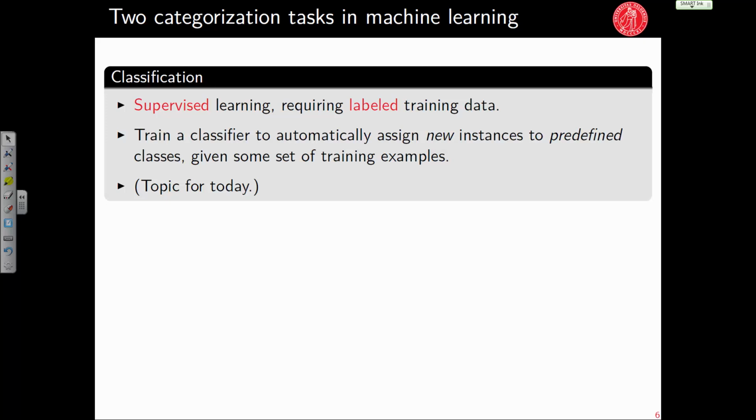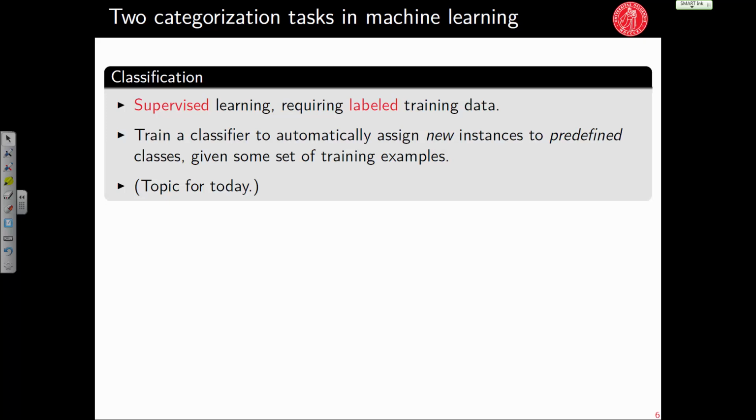We have a set of training examples, meaning, let's think of documents, a set of documents that are annotated with topics. So this document is about politics, that document is about sport, etc. Say 10,000 documents, for example. This is what we call the labeled training data, because we know the true outcome, the classification, of each of these documents.